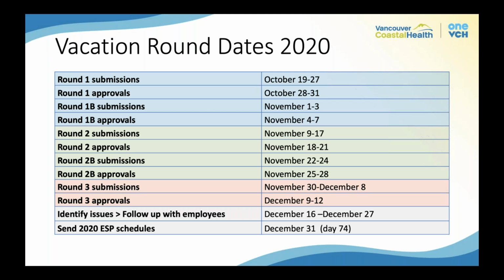In each round, you are required to request at least 3 options for your vacation time off for 2020. You can submit up to 20 options, but you must submit at least 3.